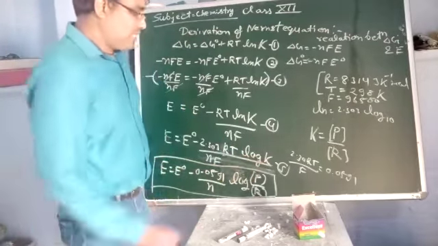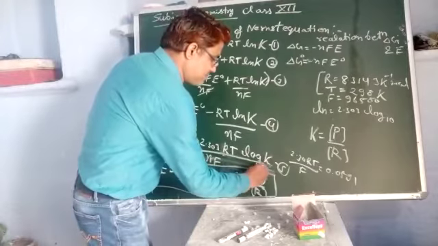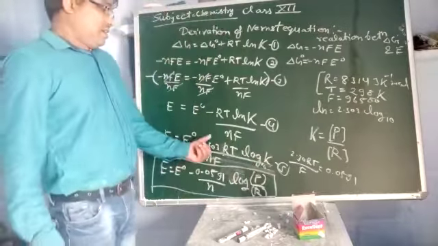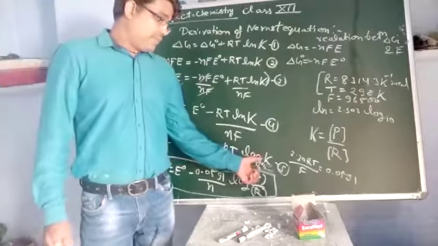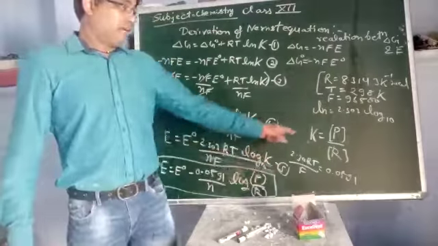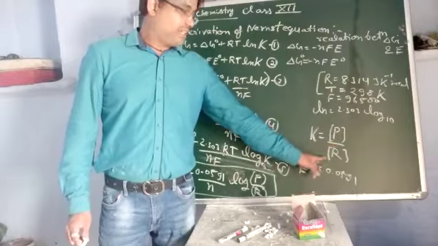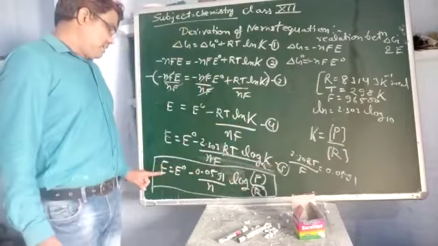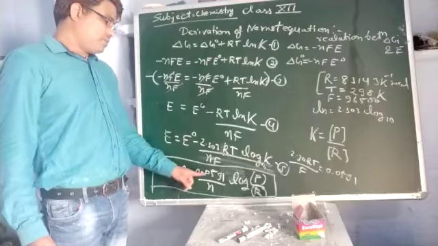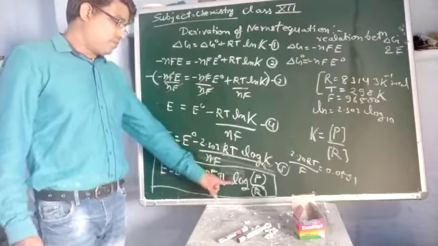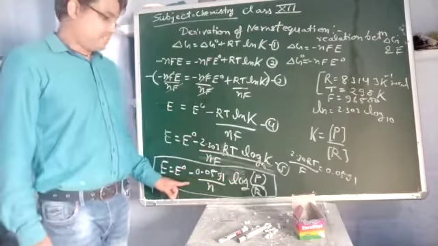Okay, so in this case, you also replace the K by concentration of product upon reactant. So the final equation we will have is E is equal to E naught minus 0.0591 divided by n log product upon reactant. That is called the Nernst equation.